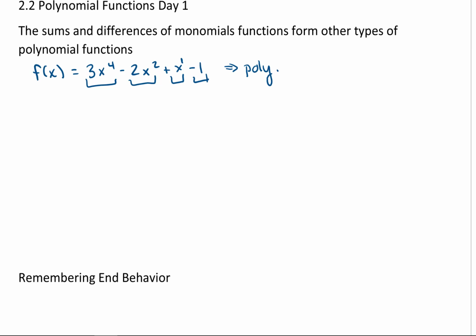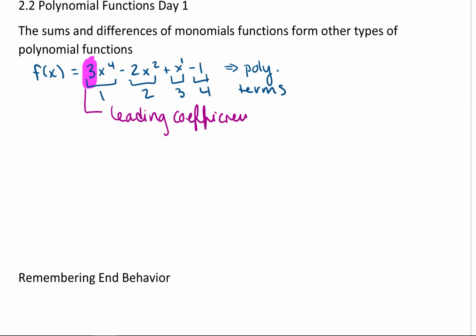The number of terms is the number of monomials. So we have 1, 2, 3, 4 terms in this example. The leading coefficient is always paired with the highest exponent. So in this example, our leading coefficient is 3. The degree is the highest exponent in the polynomial. So in this case, the degree is equal to 4.